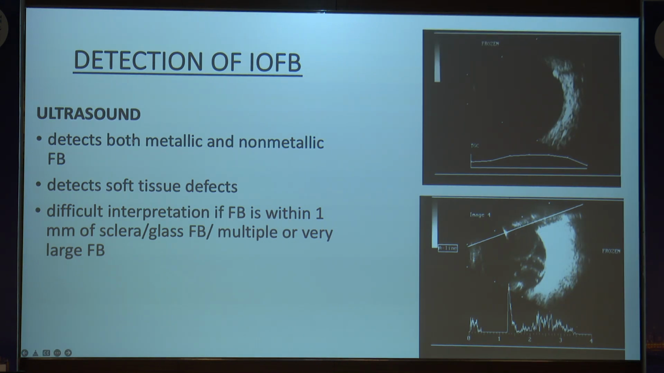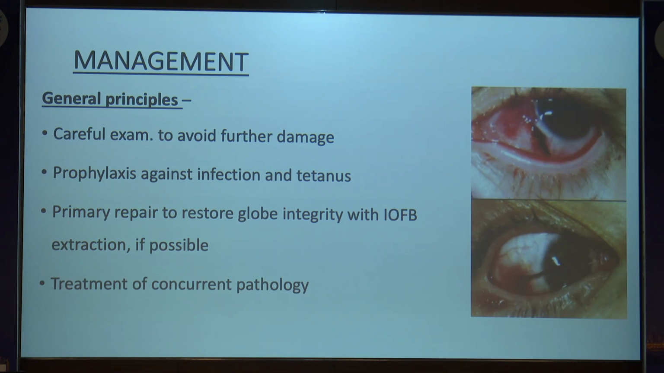CT and MRI don't give as beautiful images as ultrasound to see the soft tissue defects inside the eye, for example hemorrhage, retinal incarceration, a posterior perforating foreign body, choroidal and scleral detachments. All that can be better seen with ultrasound. However, if there are multiple foreign bodies, or sometimes a very large one, it becomes difficult to interpret on an ultrasound.